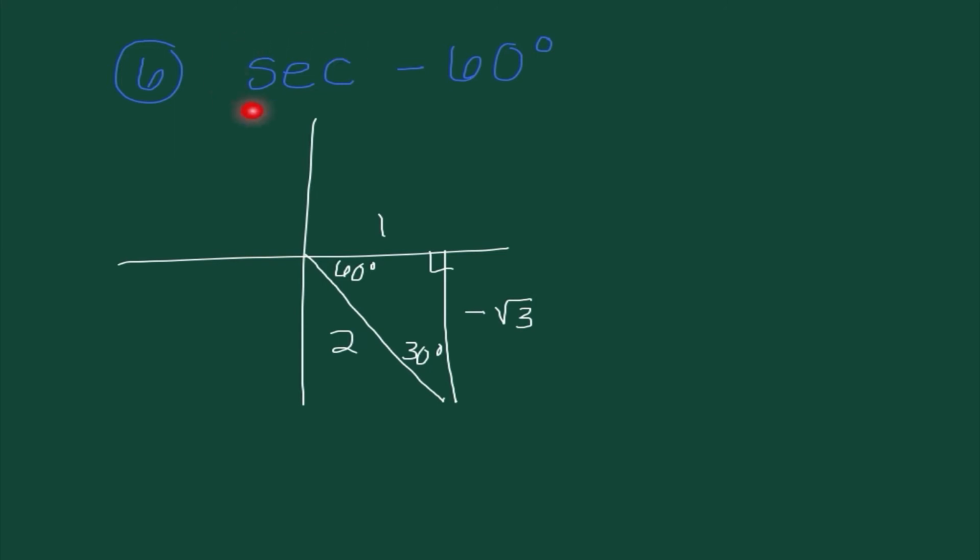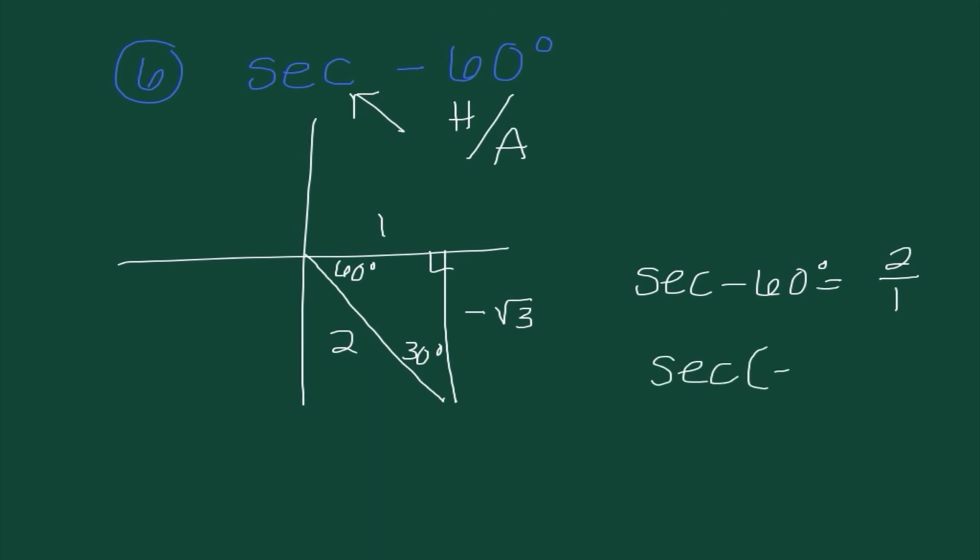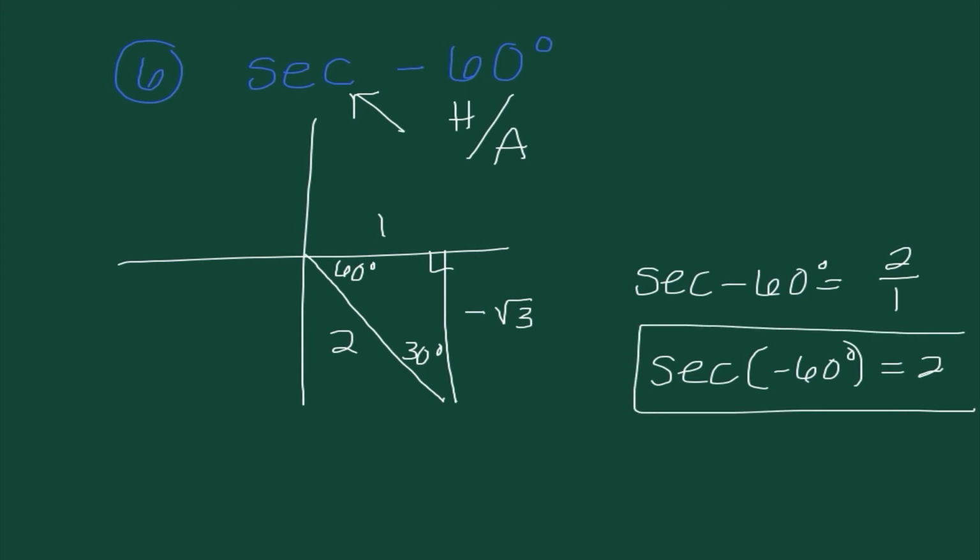Now this time I have secant. I know secant is the reciprocal of cosine, so that would be hypotenuse over adjacent. So I would say the secant of negative 60 degrees is 2 over 1, or I would just say the secant of negative 60 degrees is equal to 2.